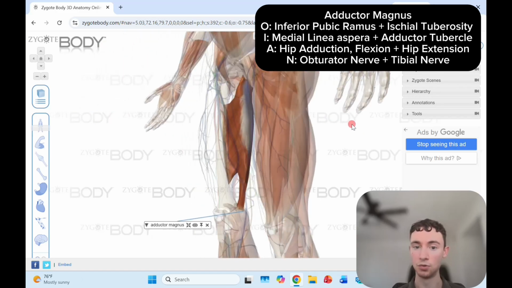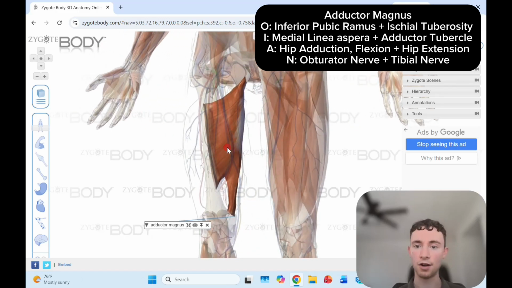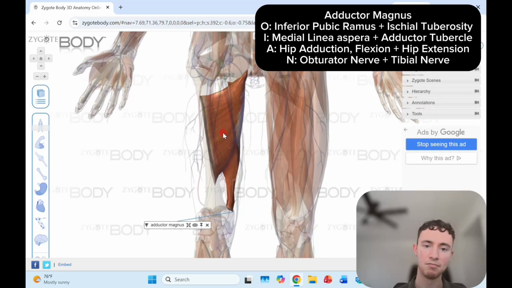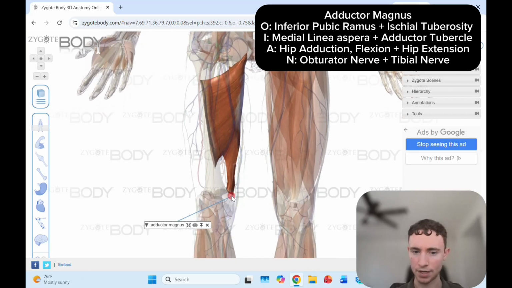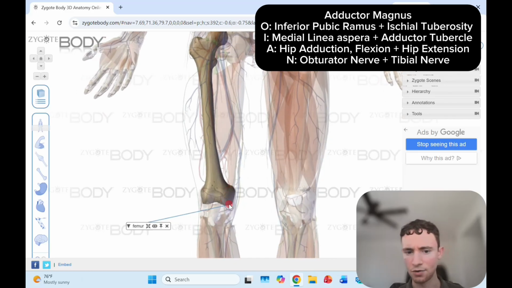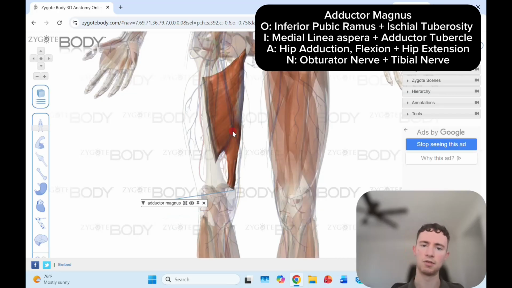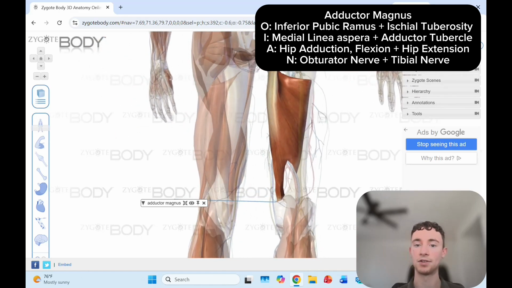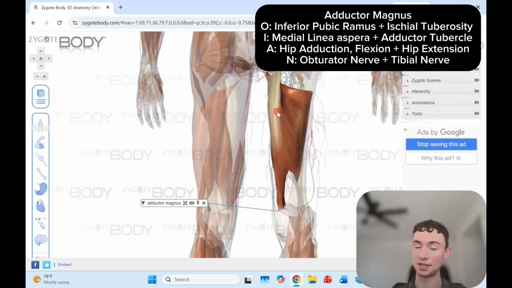And this muscle is also dually innervated with the obturator nerve and the tibial nerve, which is really unique about this muscle here. So the adductor portion attaches distally to the medial linea aspera right here, and also on that adductor tubercle, which is right here. The adductor tubercle is just superior to the medial femoral condyle, kind of like this bony prominence right there. And that's called the adductor tubercle, where this attaches.